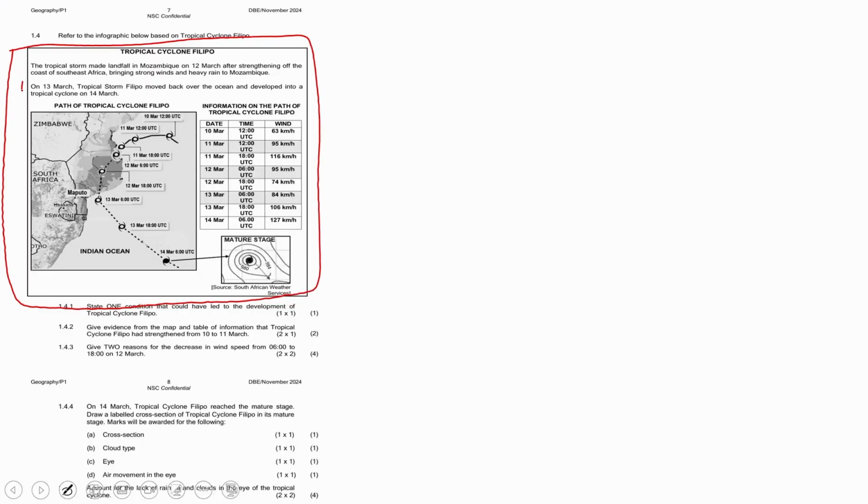Okay? So here, for example, which ways have been used? Here we have used an extract. There's a text. Okay? And here we have used an image, that is a figure. Okay? Here we have used a drawing. Okay? And we have also used a table. So there are 4 ways that we have used to present the data or the information to the learner.